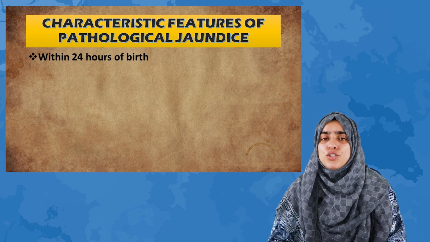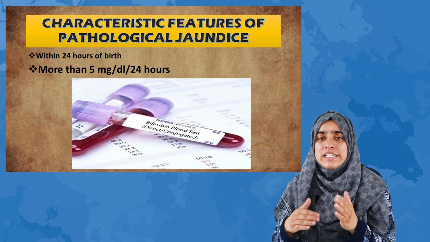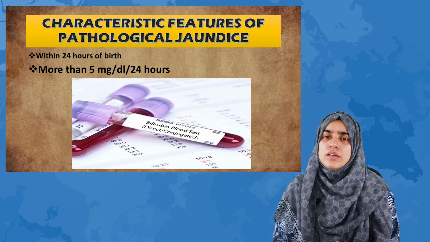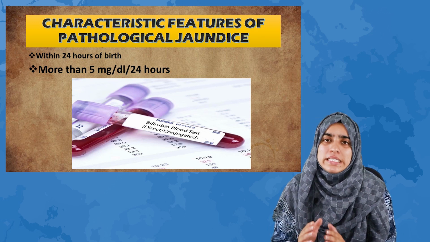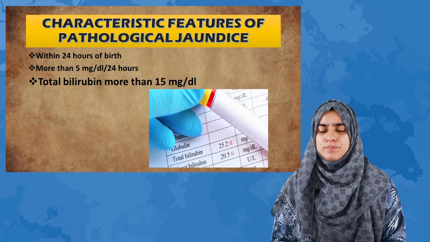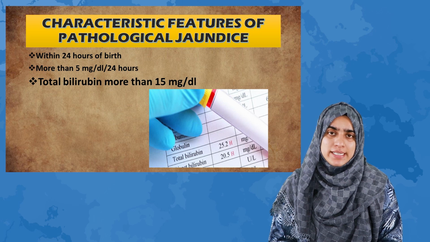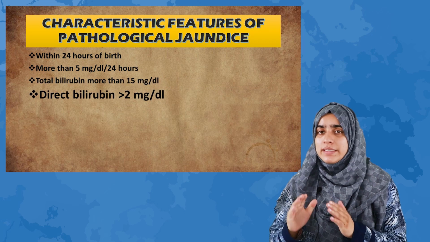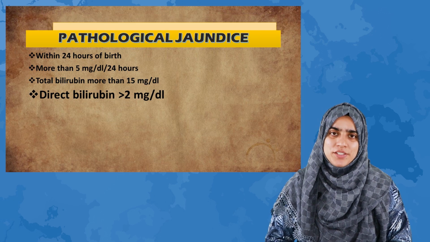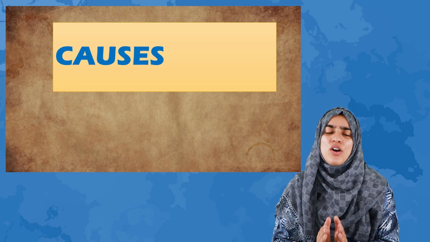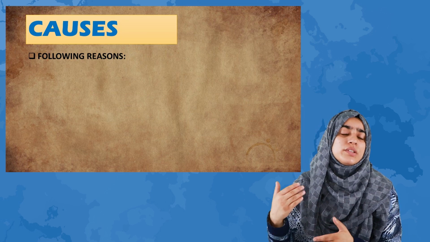Let's see the characteristic features of pathological jaundice. Clinical jaundice appears within 24 hours of life, as there will be an increase in total bilirubin by more than 5 mg per deciliter per 24 hours. Total bilirubin may increase up to 15 mg per deciliter or more. Direct bilirubin will be more than 2 mg per deciliter. Let's see some of the causes of pathological jaundice. It may occur due to some of the following reasons.